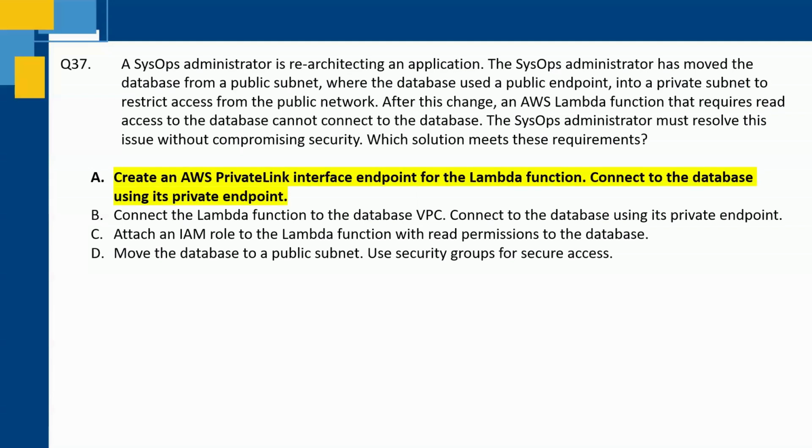Let's understand why other options are incorrect. PrivateLink is for accessing AWS services or VPC endpoints. IAM roles control authorization, not network connectivity. And moving the database to a public subnet contradicts the goal of improved security and data protection.